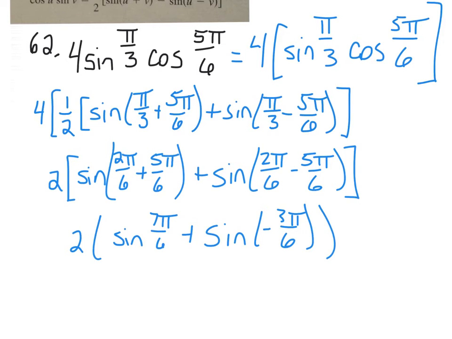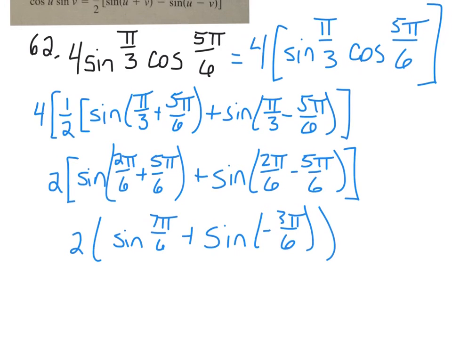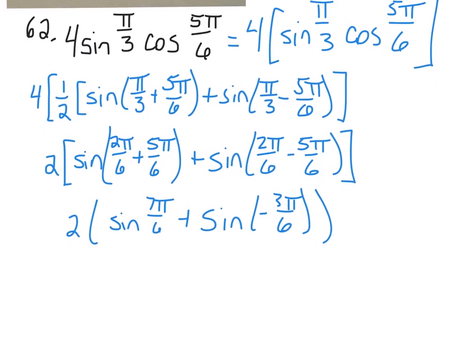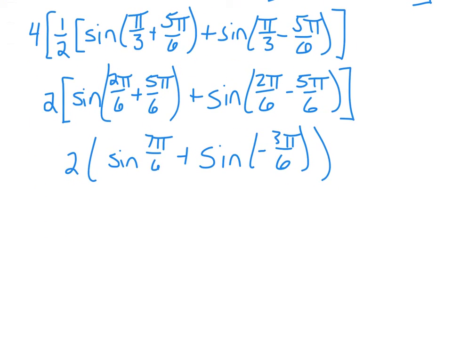And this is the reason I brought in that other picture, right? We have this sine of a negative, so we're going to use this identity, and so then I'm going to rewrite it as two times sine of 7 pi over 6 minus now sine of, right, 3 over 6 is 1/2.